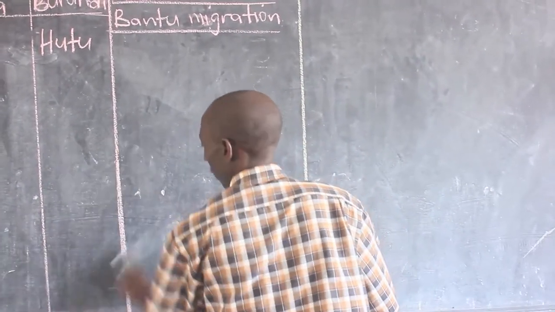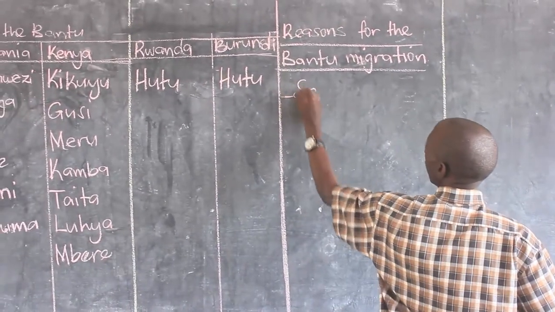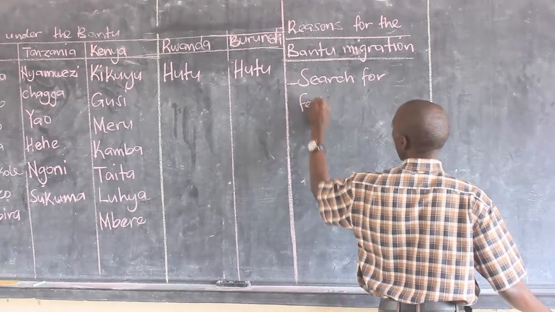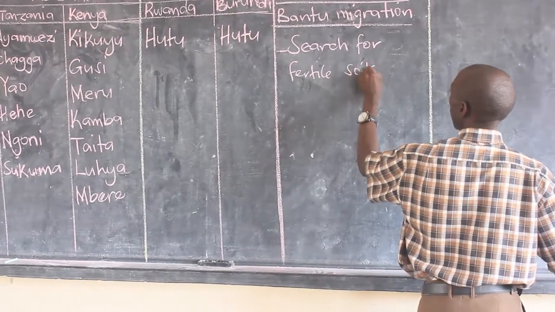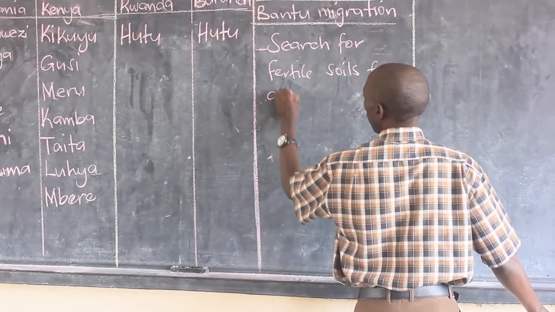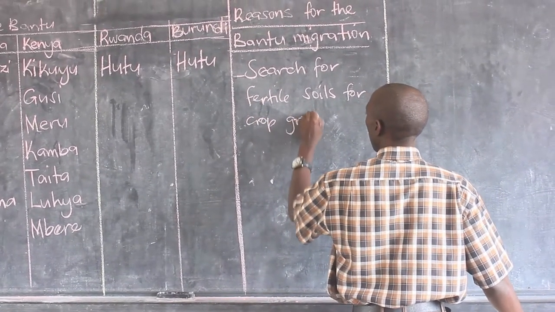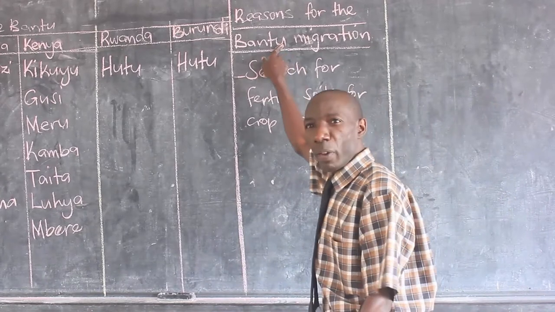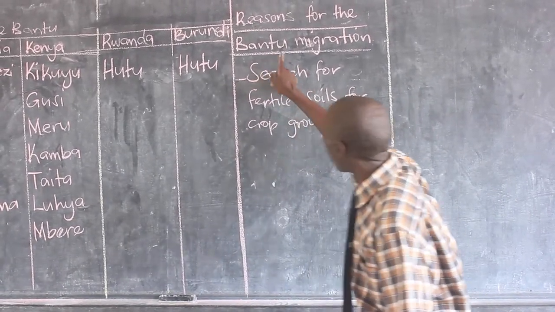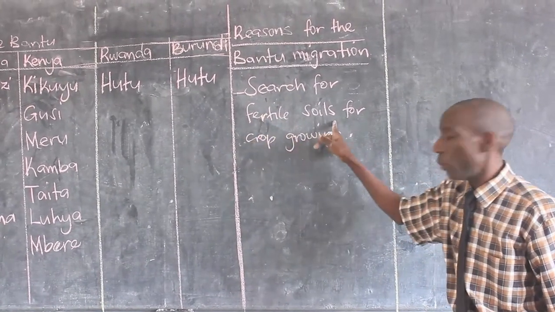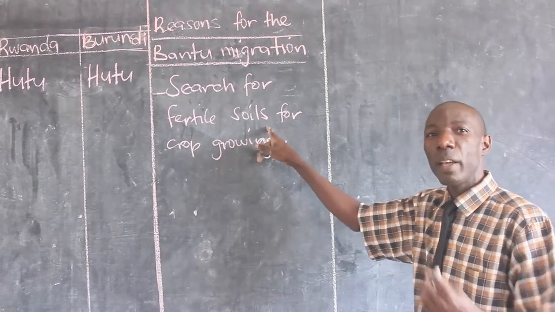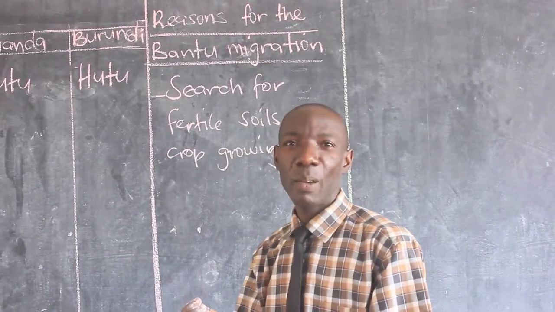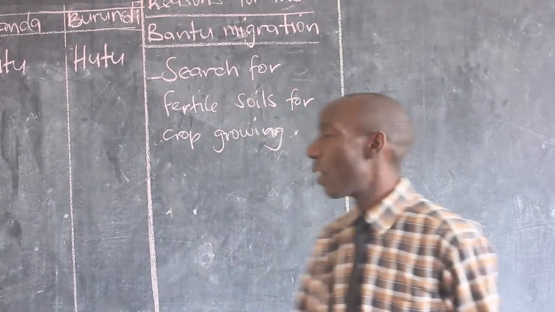First reason, search for fertile soils for crop growing. Since the Bantu were farmers, they wanted fertile soils to grow their crops. That's why they migrated from Cameroon Highlands into East Africa, because they wanted more fertile land to carry out their agriculture.